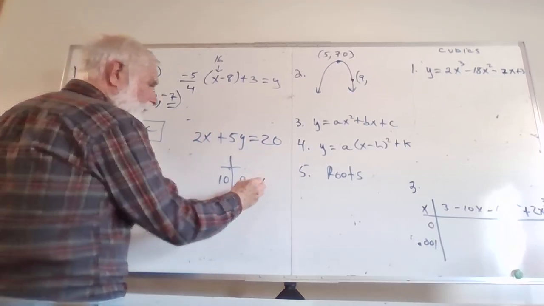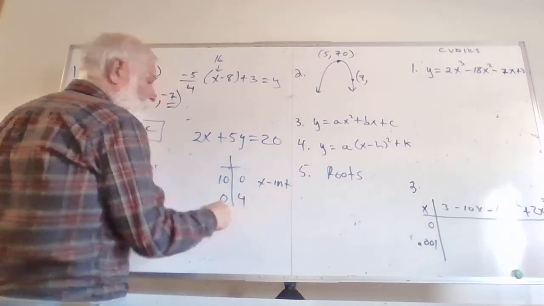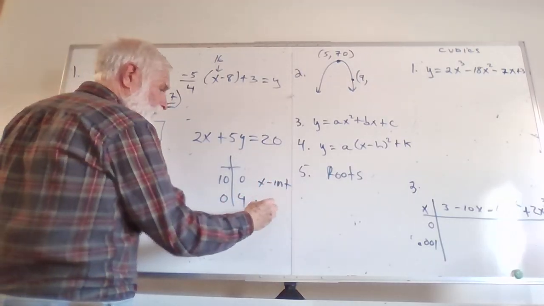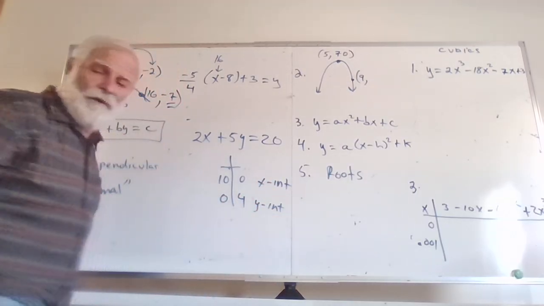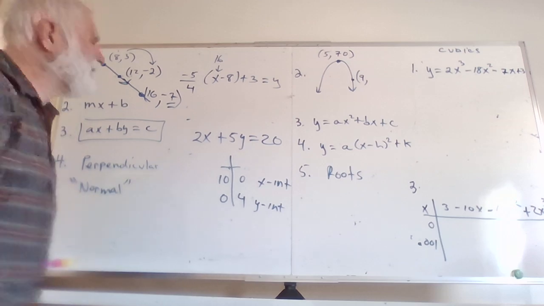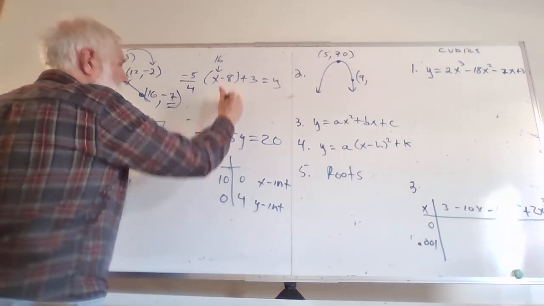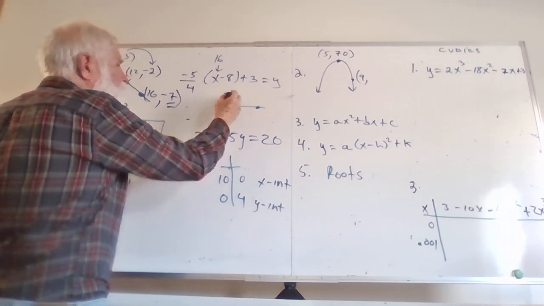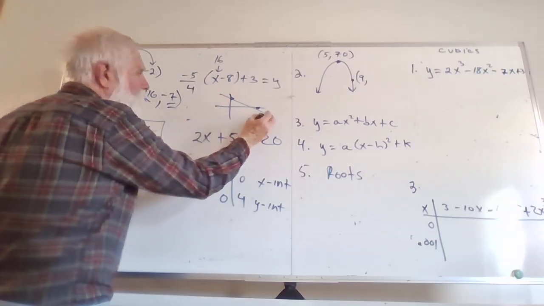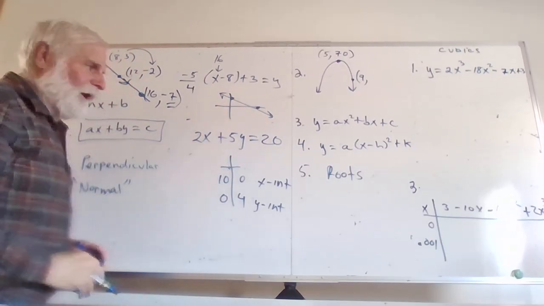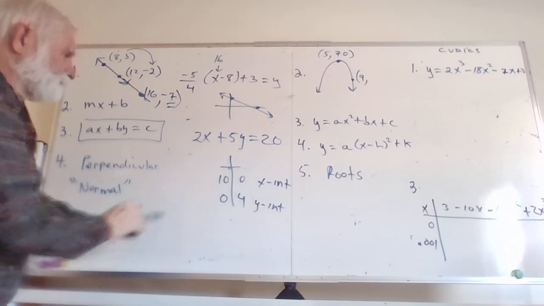That, my friends, is an x-intercept. That's a y-intercept. So standard form allows you to graph x and y-intercepts immediately. And so 10, 0 might be out here, 0, 4 might be out here, and that's our line. So I want you to know that.